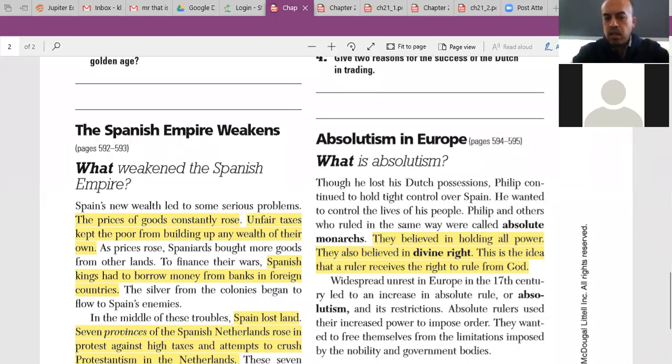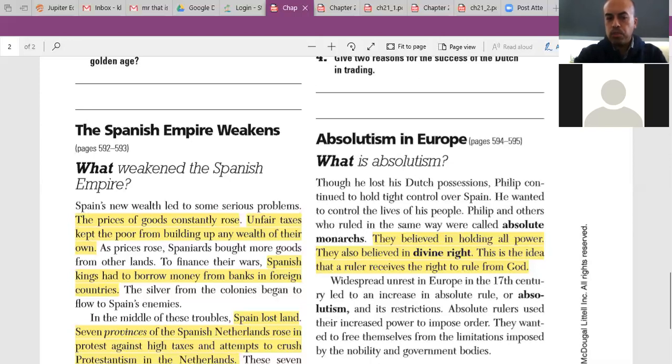Inflation and taxes. Inflation weakens the Spanish economy. Taxes on the lower class prevent the development of a middle class. Making Spain's enemies rich: Spaniards buy goods abroad, making Spain's enemies rich, because most of the wealth that flowed from the Spanish American colonies was being unloaded at the borders and harbors of Spain's enemies to pay the debts that they had to pay. Philip II declares bankruptcy three times, which weakens the economy.